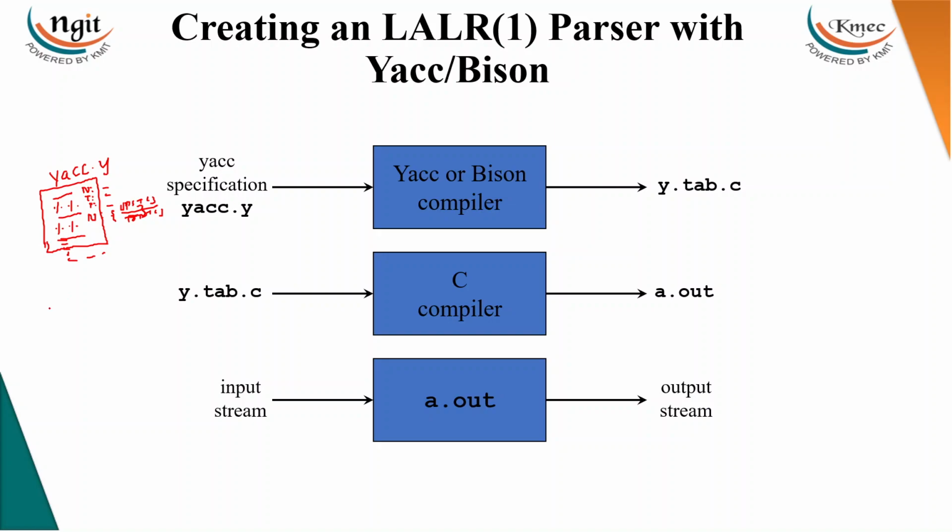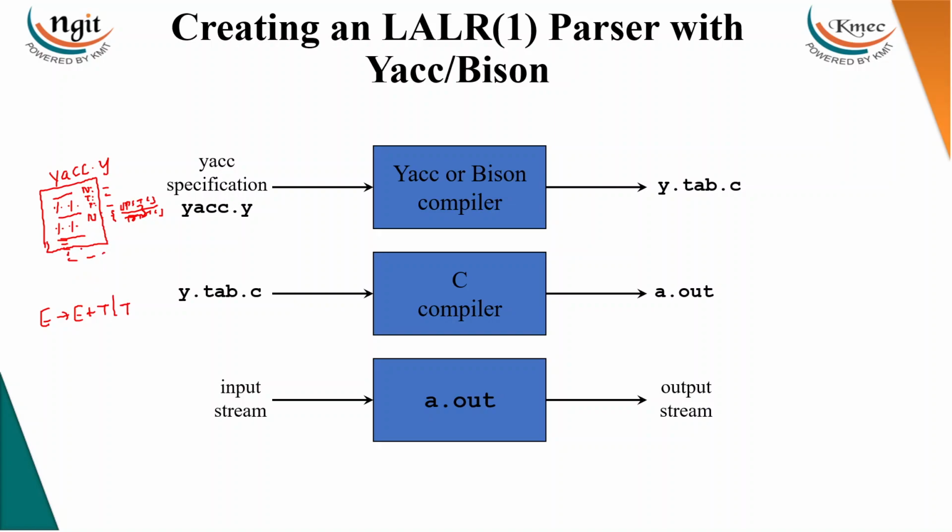For example, if you have an arithmetic expression grammar, E tends to E plus T, first you specify the declarations. Then if plus is detected, what you are supposed to do: take the value of the first identifier and the second identifier and perform the action. We'll discuss these actions in detail in SDTs, which is the next unit concept, and you'll come to know about it.